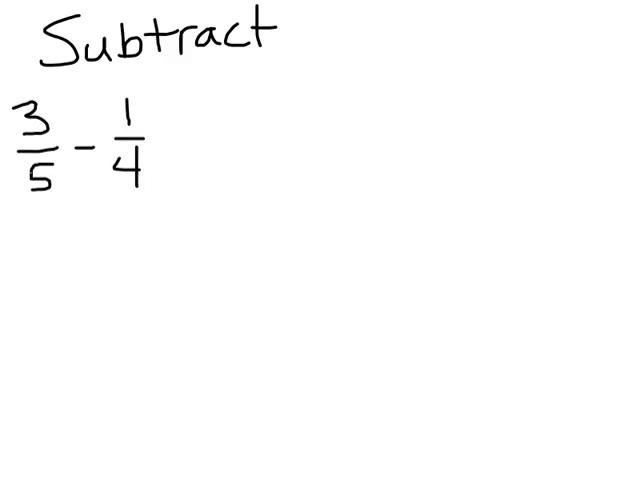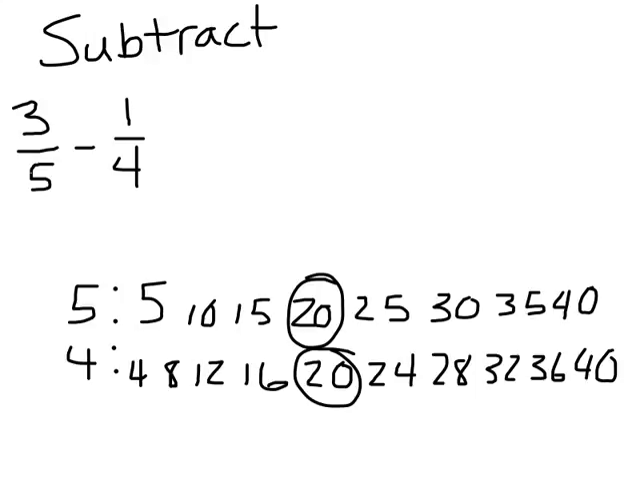Take a look at the second do now question. What's 3/5 minus 1/4? What's the first thing I need to do if I'm going to subtract two fractions that don't have the same denominator? I need to find the least common denominator. So, list the multiples of 5 and 4 to find the least common denominator. What is it? The least common denominator is 20.